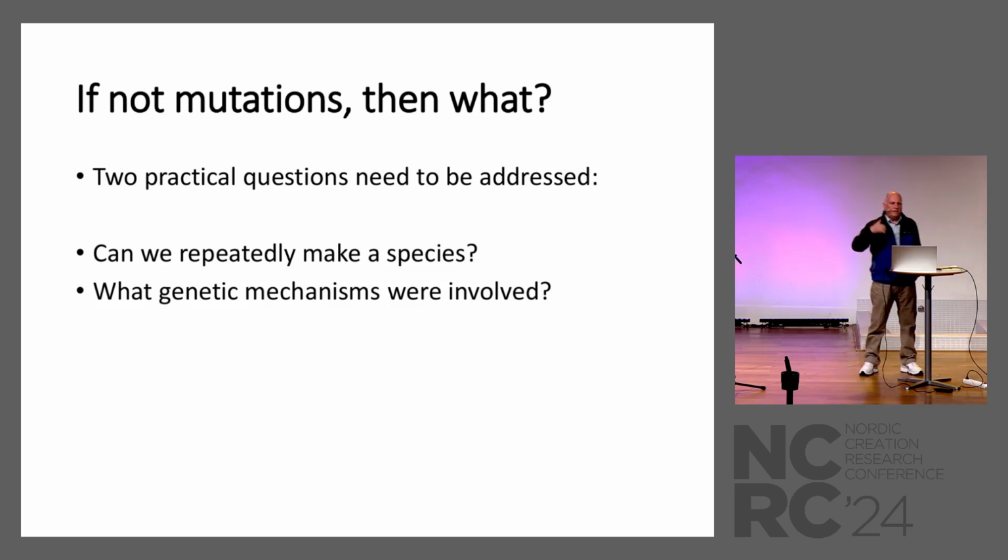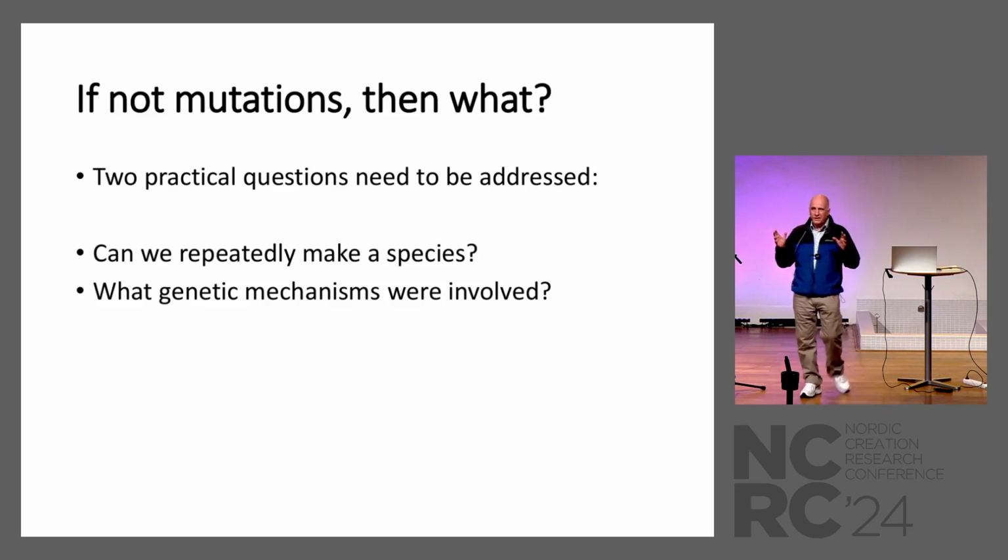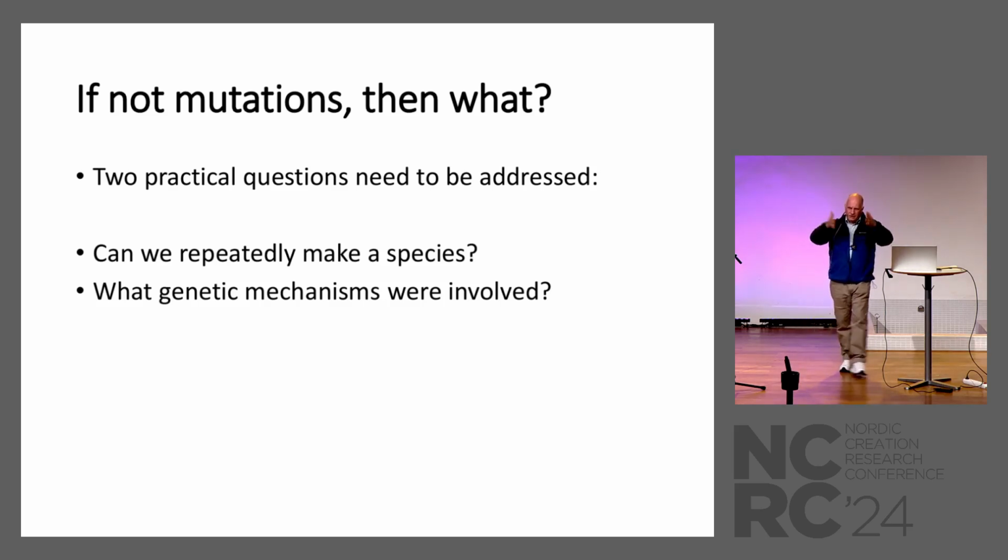Well, two practical questions need to be addressed. I think it's only fair when we're thinking about speciation, because a lot of it, and particularly in textbooks, is all wishy-washy speculation. Let's get down to brass tacks, shall we? Can we repeatedly make a species? Is that possible? And then what genetic mechanisms were involved?